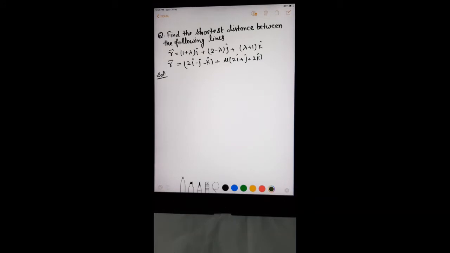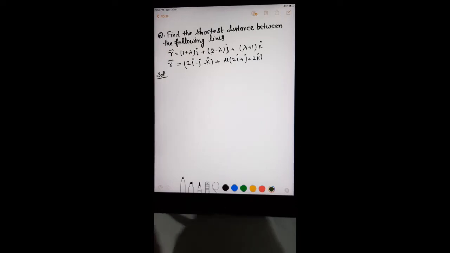Now see another question. Find the shortest distance between the following lines. There are two lines. The first one is r equals 1 plus lambda into i plus 2 minus lambda into j plus lambda plus 1 into k. The second line is r equals 2i minus j minus k plus mu times 2i plus j plus 2k.